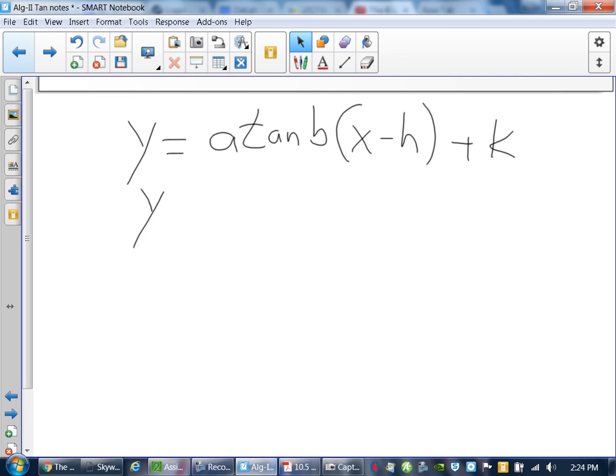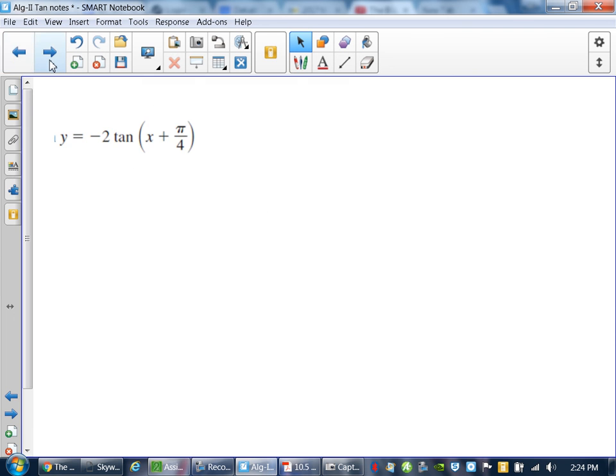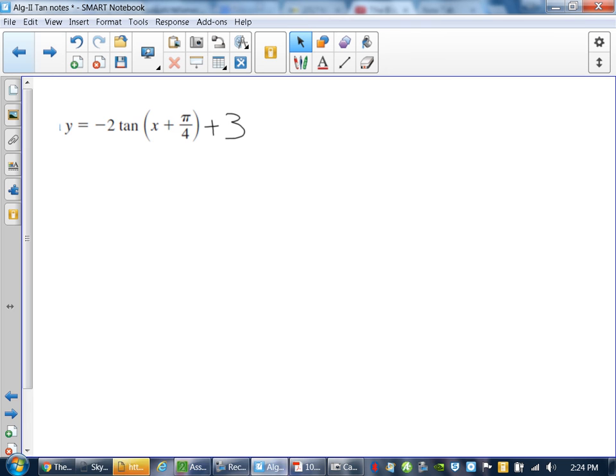Let's say it's y equals -2. Oh wait, how am I doing this? I'll just use the one they have here. And let's put on a +3 or something. So we have -2 tangent times the quantity x plus pi over 4, all +3. Your book would probably have written this as 3 minus 2 tangent x plus pi over 4.